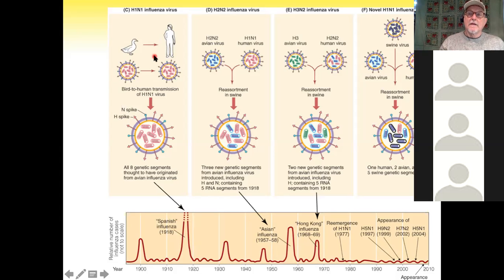And the Spanish flu was an H1N1 flu, and it was acquired directly from poultry, not with a pig intermediary. And it was an absolutely deadly flu. It went around the world and killed millions upon millions of people. It had a very high case mortality rate, more than 5%.